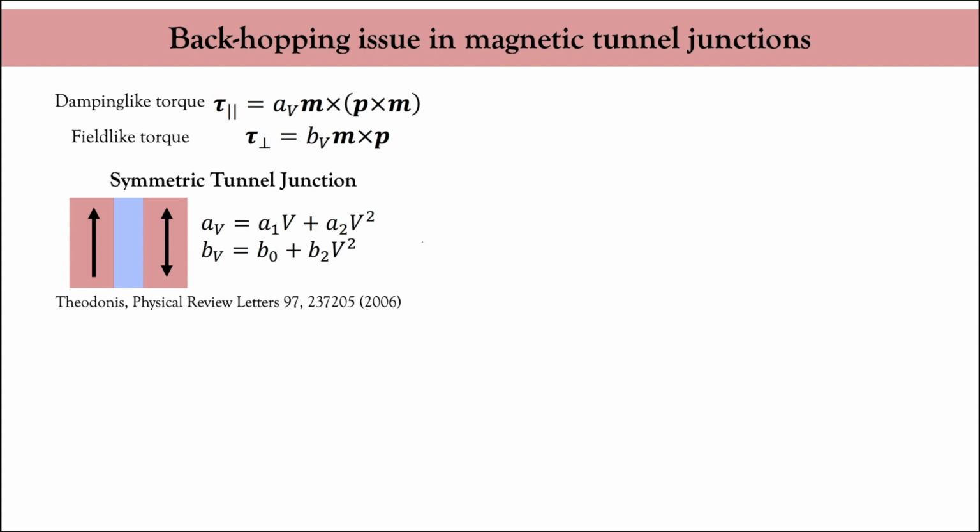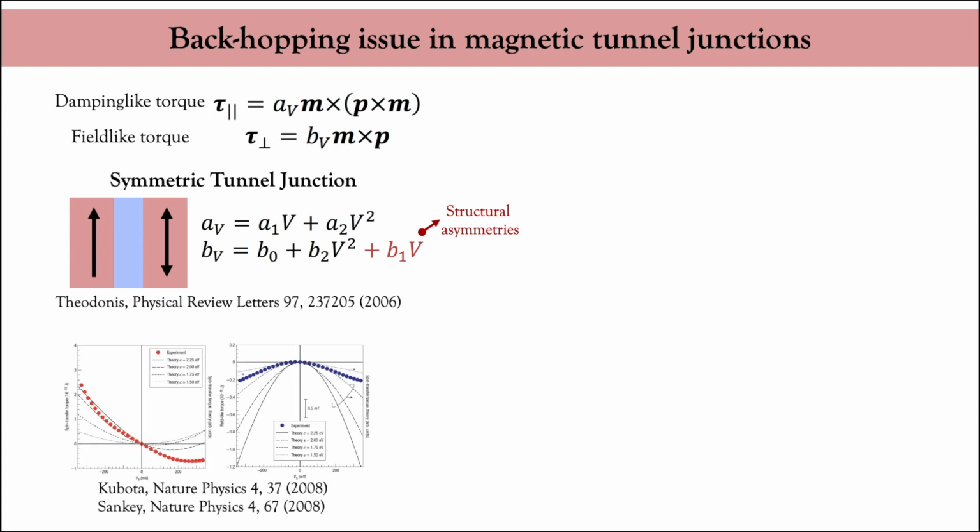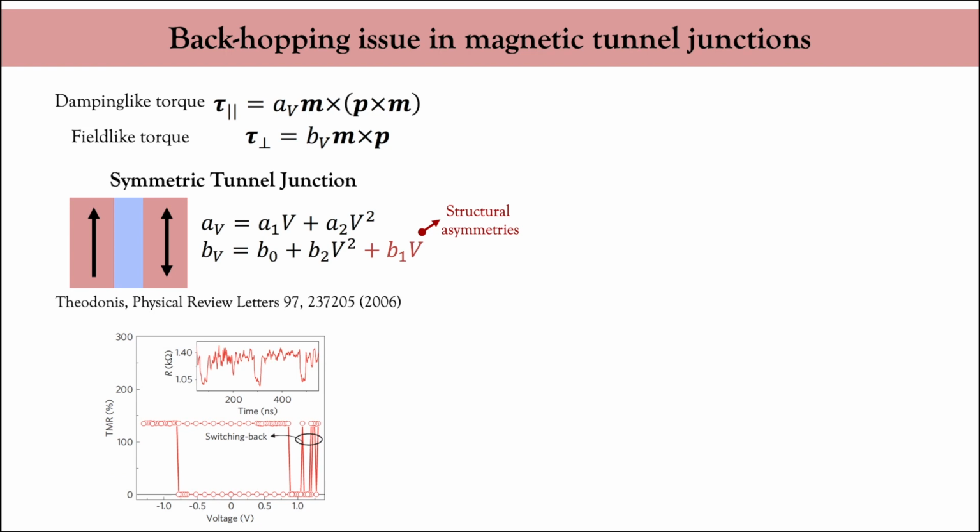In contrast, in a symmetric tunnel junction, the field-like torque is purely quadratic in voltage. It can acquire a linear component when the structural symmetry is broken, for instance if you use two different magnetic electrodes. This behavior has been confirmed experimentally by Suzuki's group in Osaka and Dan Ralph's group at Cornell. An interesting feature is that the two torques, damping-like and field-like, are opposite for negative bias and have the same sign for positive bias. In other words, they cooperate and compete with each other depending on the bias voltage.